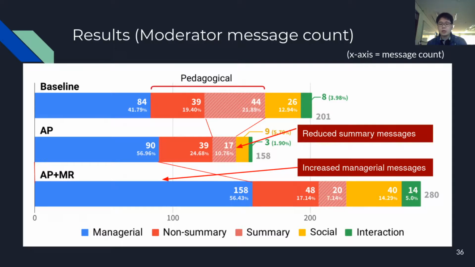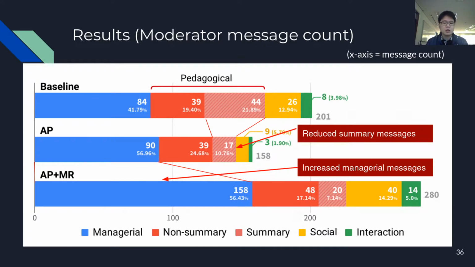We categorized all the messages into 5 categories based on the taxonomy that we showed earlier. If you look at the graph, managerial takes a major share and it increases significantly in the AP plus MR condition. If you see the summary messages, they are reduced compared to the baseline and AP conditions. But no other message categories got the benefit of the reduced burden. However, in the AP plus MR condition, managerial messages are significantly increased compared to the other conditions.